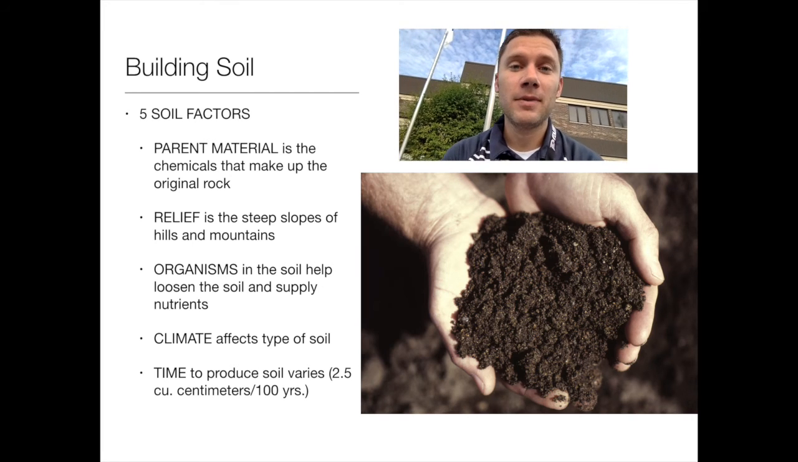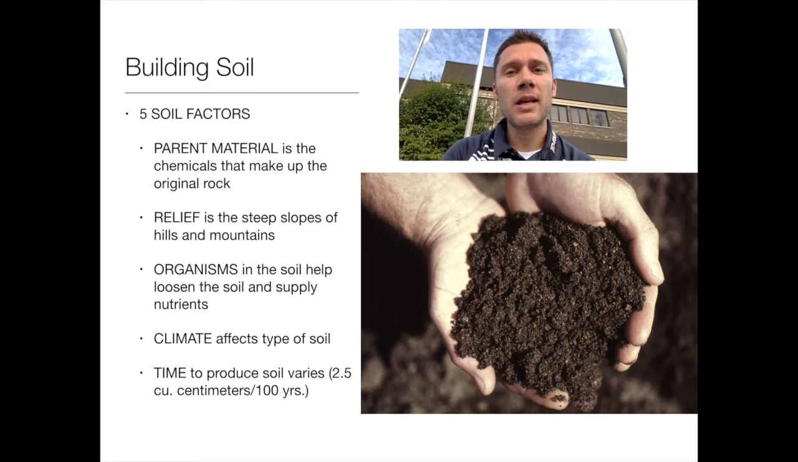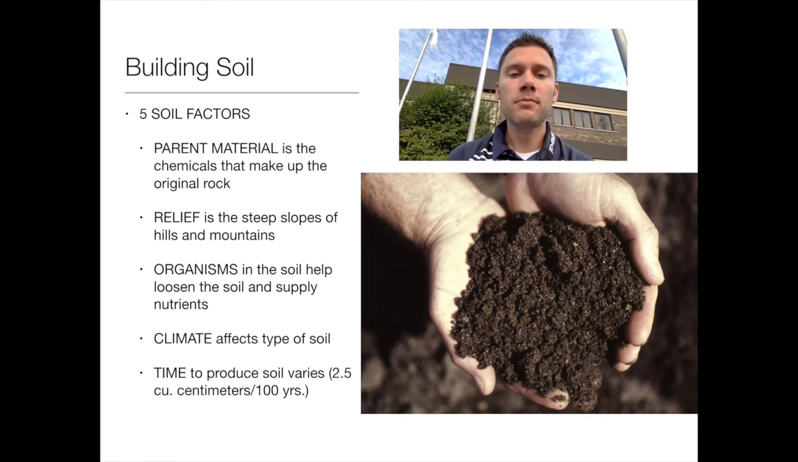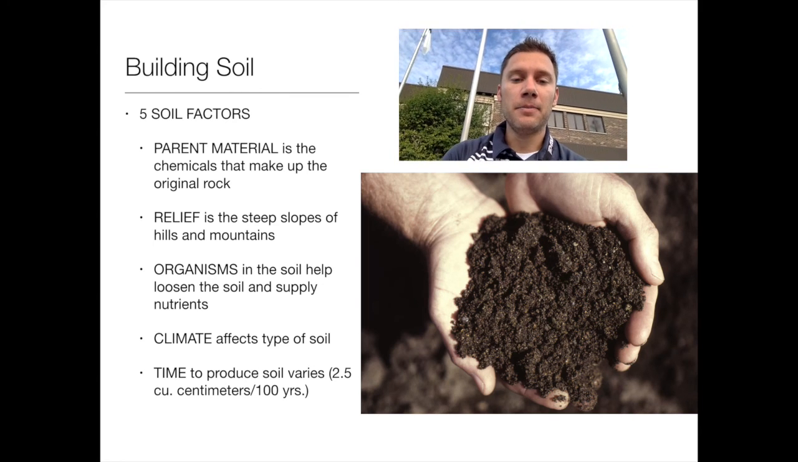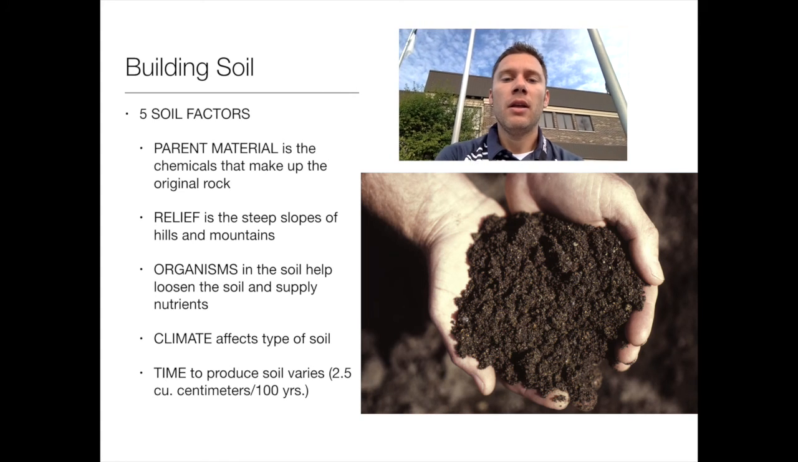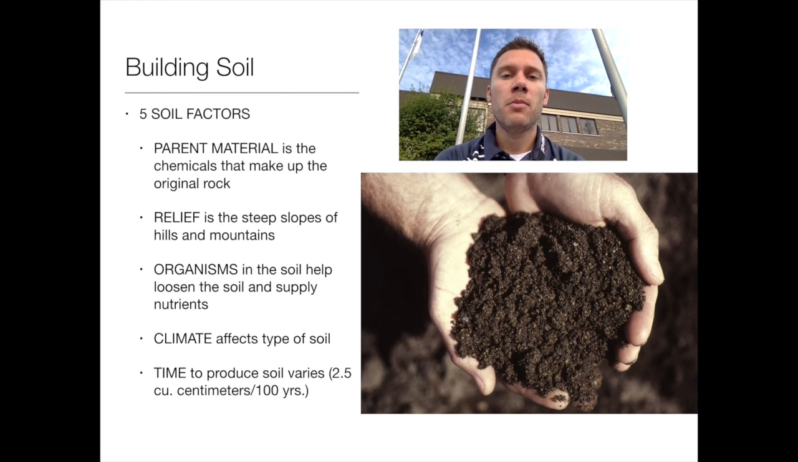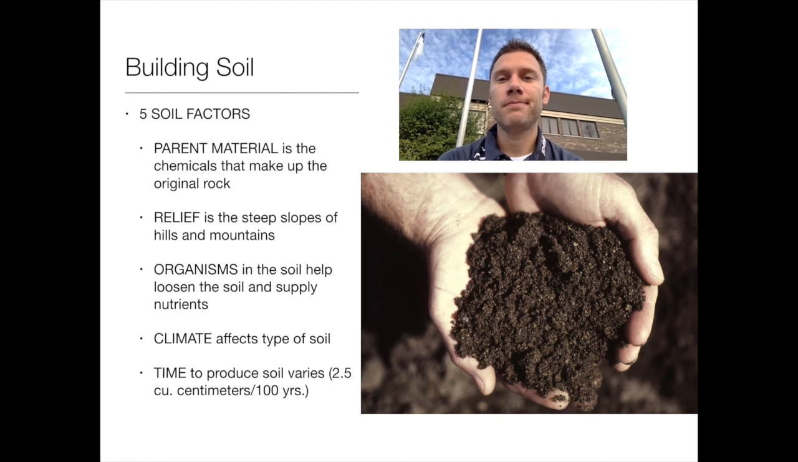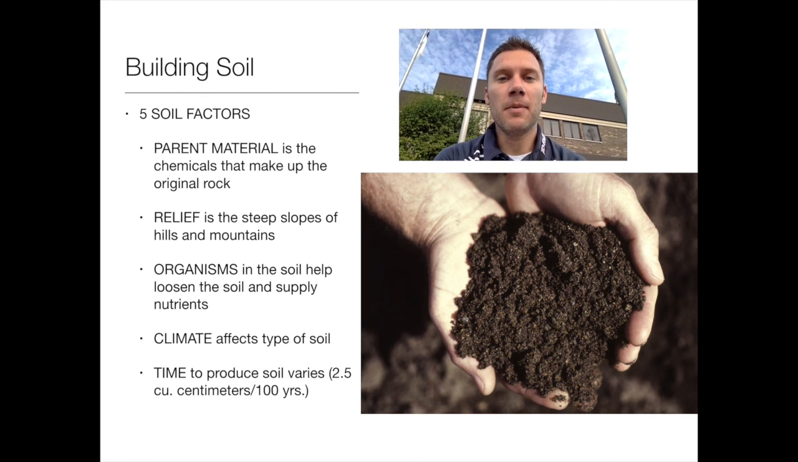Your climate is also going to be important. You have to have the right climate. There are certain things that are not going to grow here that may grow in another part of the world. So you need to know your climate, you need to know your soil. And then time. Time to produce soil is necessary. It is said that there's about 2.5 cubic centimeters produced every 100 years. So it does not happen overnight. It's going to take some time.